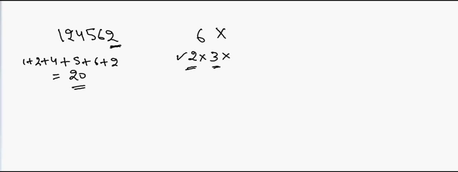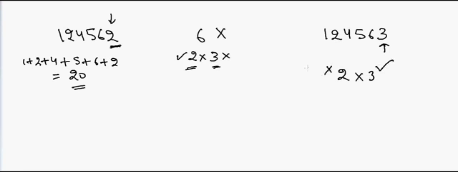But how can we modify this? We can modify this by adding one more number. So if I add one more number here, then it will become 1 2 4 5 6 3. But now this number would be like this, so it will be 2 into 3. It is divisible by 3 but not by 2.